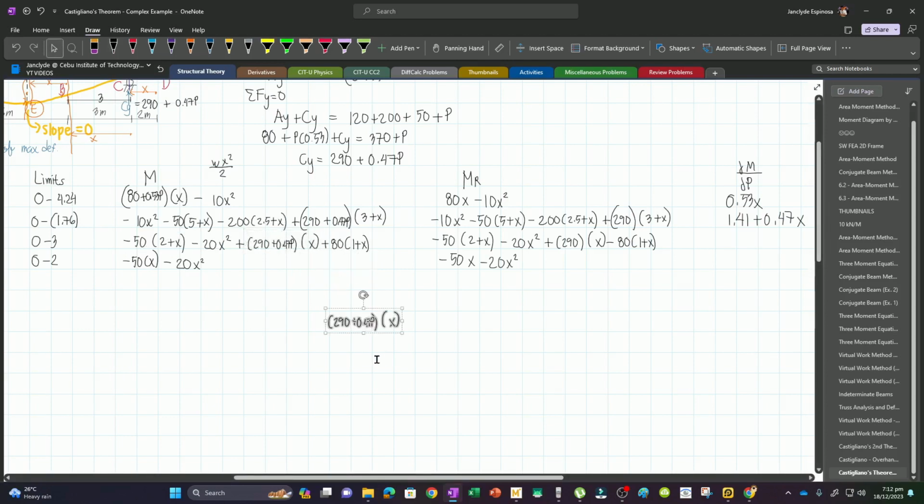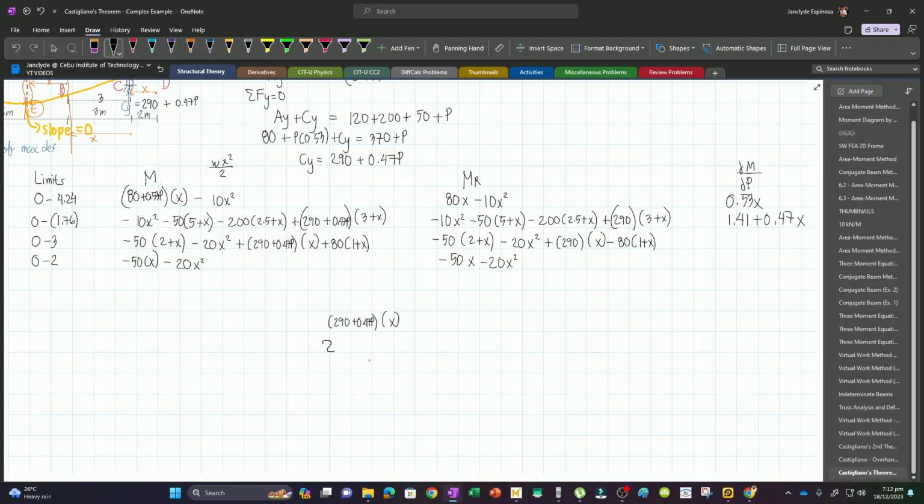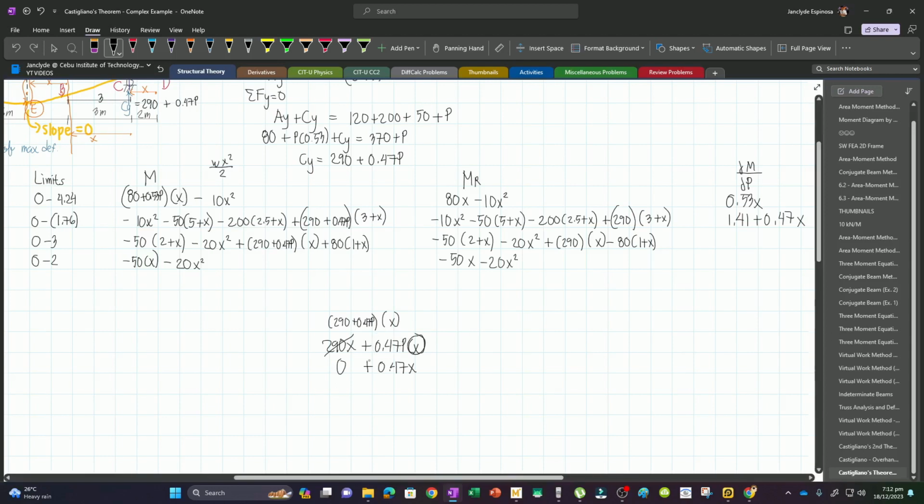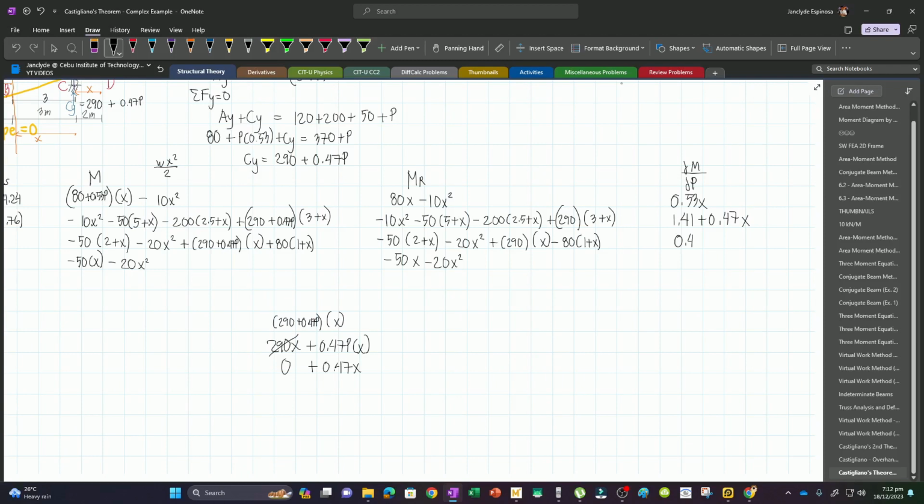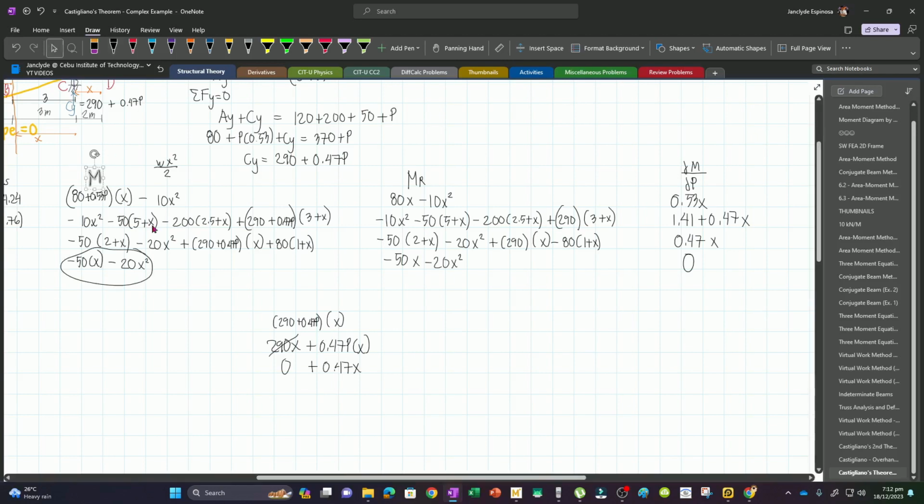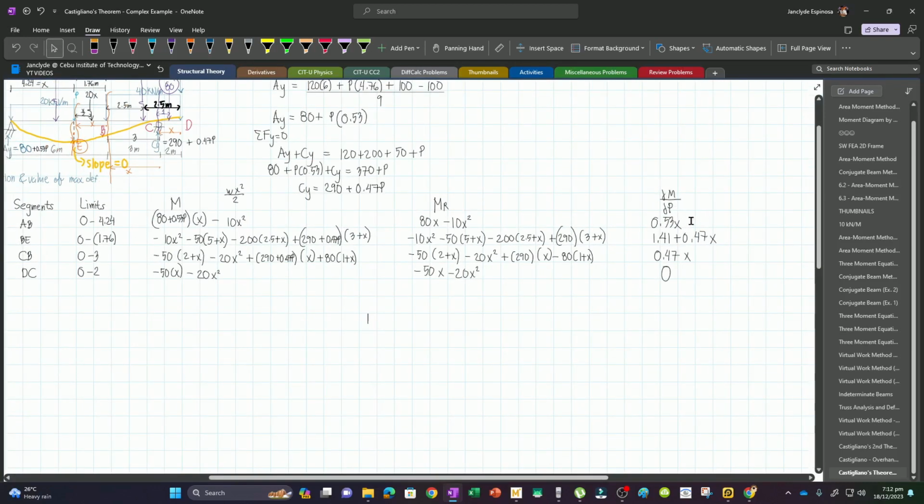Ito. So, again, expanding that one, magiging 290 times x plus 0.47p multiplied by x. And then, differentiating this, magiging constant to, so 0, and then plus 0.47x. Kasi ito yung coefficient ng p. So, this will be 0.47x. And then ito, magiging 0 lang din. Kasi we don't have an expression that contains p dito sa moment equation natin. So, let's just input these in our calculators.